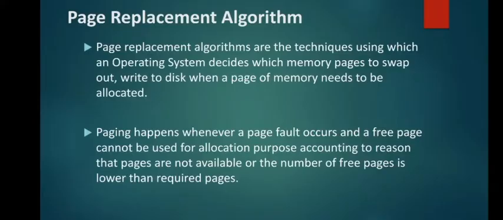So there are different page replacement algorithms in your paging. Page replacement algorithms are the techniques by which an OS decides which memory pages to swap out or write to disk when a page of memory needs to be allocated. As I said earlier, if your CPU requests a process to be allocated in your main memory, there will be a page replacement using page swapping.